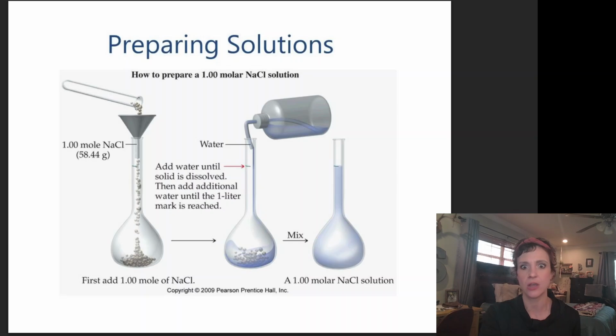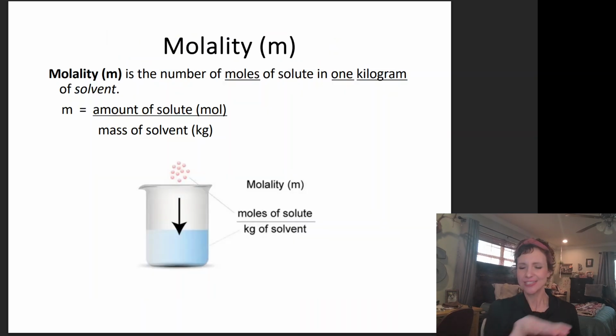This is a very common, very standard, very important lab technique that all scientists are used to doing all of the time, making molar solutions of any desired concentration of a solute. So that's pretty cool. All right, so that was molarity.